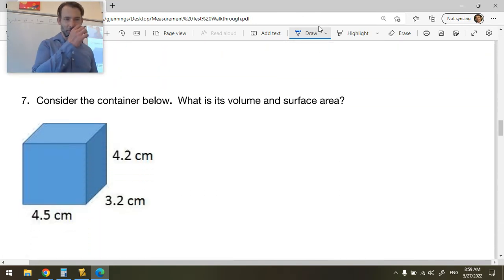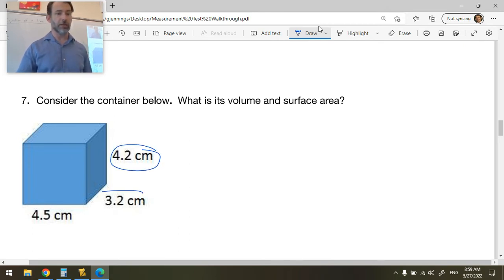Now we consider the container below. What is its volume? What is its surface area? So here the mistake was thinking it's a cube. But it can't be a cube if its sides all have different lengths.